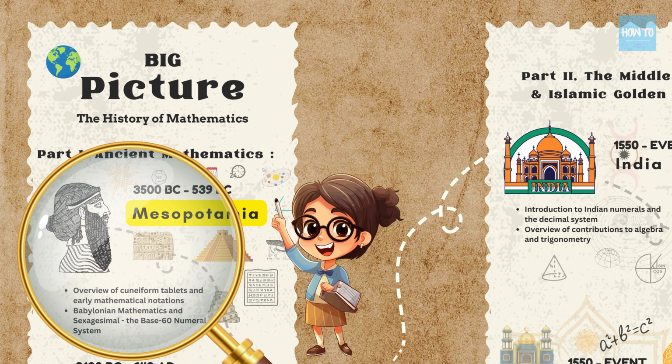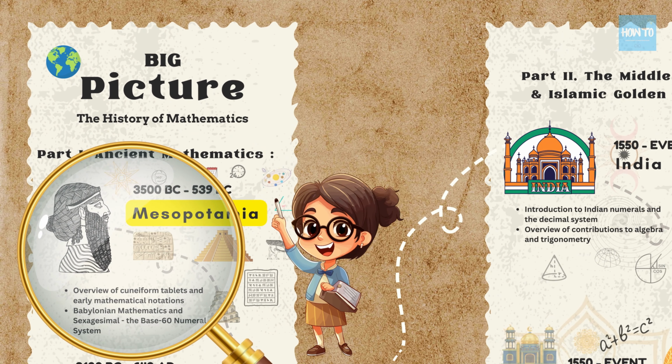The 2 main topics include 1. Overview of cuneiform tablets and early mathematical notations. 2. Babylonian mathematics and sexagesimal, the base 60 numeral system.